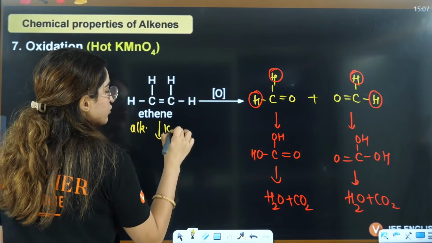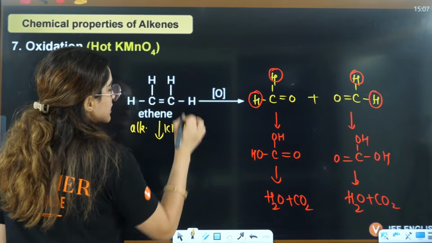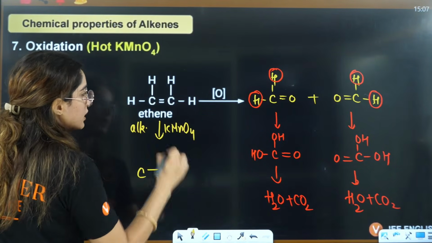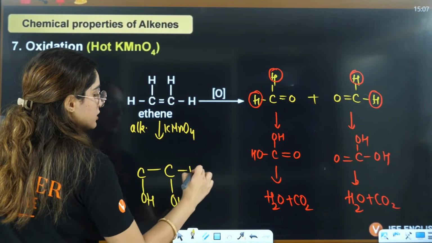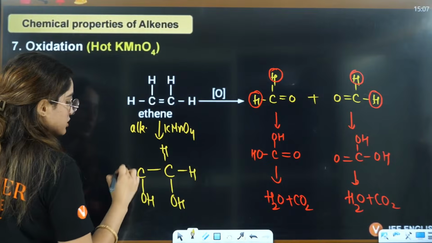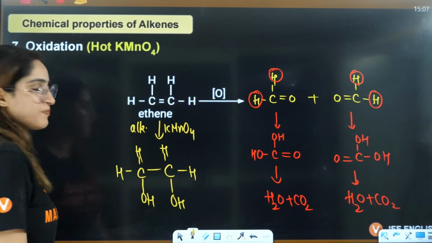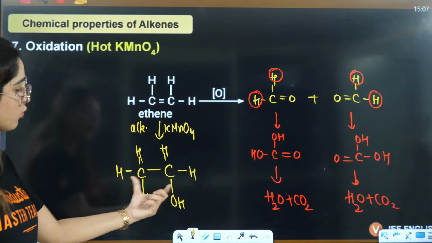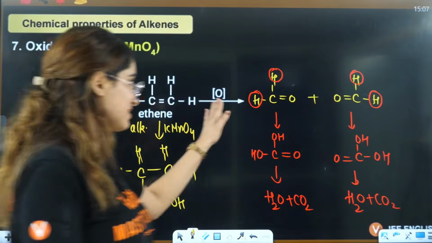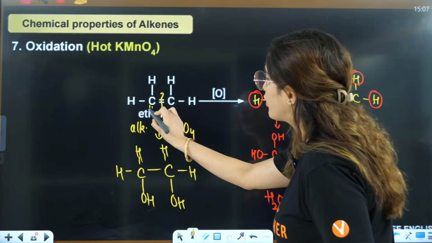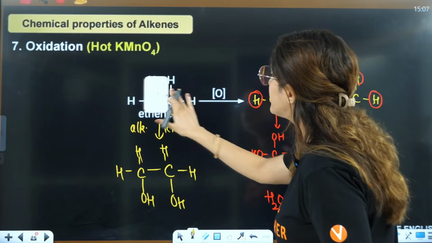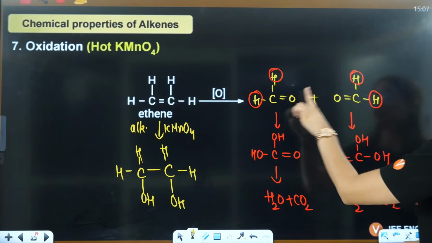Alkaline KMnO4, right? Then the pi bond will break, OH, OH will be attached, with H, H, H, H on the other positions. If you have acidic, break the double bond, attach double bond O here, attach double bond O here, right? You will have the formation of ketone.